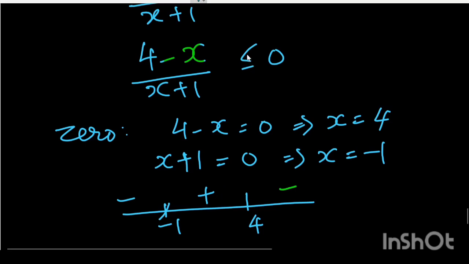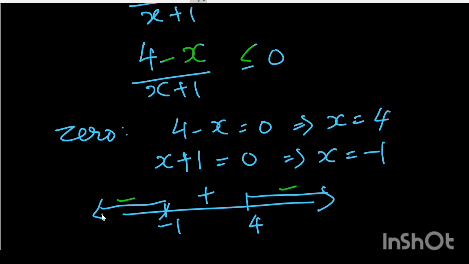Now the question is asking for negative, so we will take negative as our answer. Two negatives are there. One is greater than 4, another is lesser than minus 1, which is minus infinity to minus 1, 4 to infinity. This is the first one.